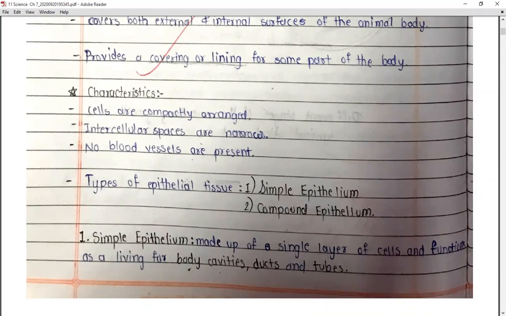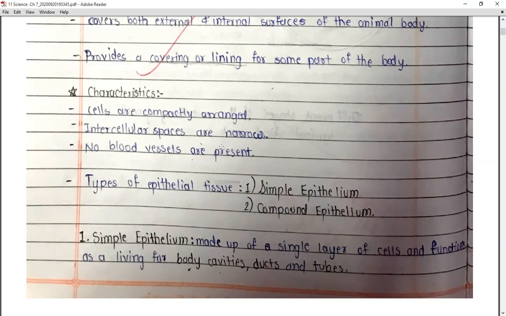That means as they are compactly arranged with each other, for this reason the intercellular spaces which are present are less, or we can say they are narrow. Then no blood vessels are present. In this type of cells there will be no blood vessels. It is just a layer which is covering your body parts, or we can say the outer layer, right?